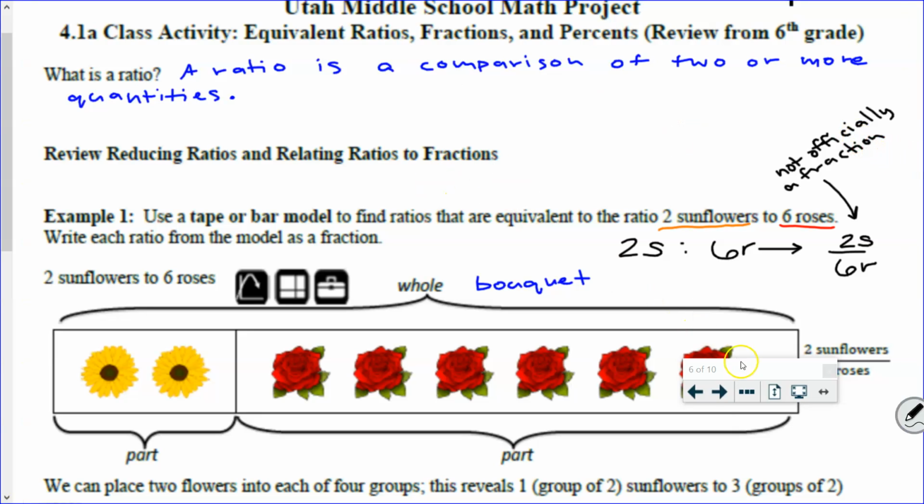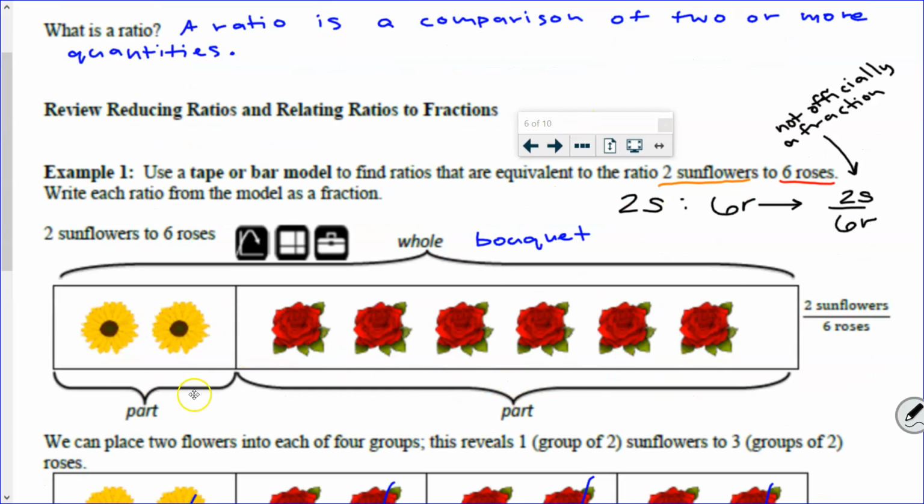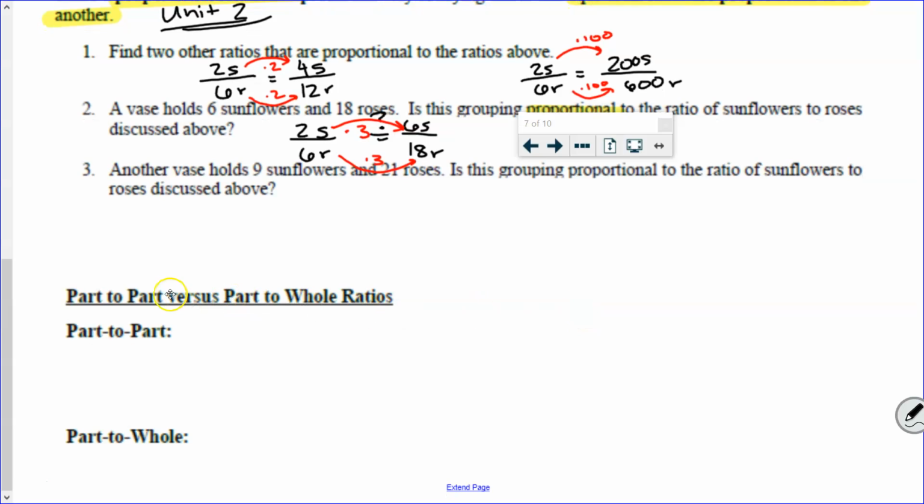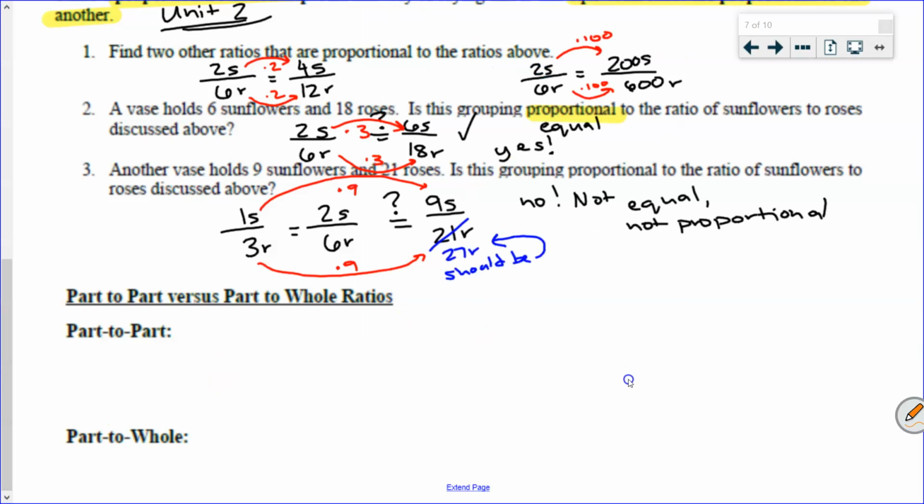The next thing that I want to talk about and review from our last video is this part right here. We can see that this whole entire bouquet is made up of sunflowers and roses. Another way that we can say this: the whole bouquet is part sunflower and part rose. This leads very nicely into what we're going to be talking about next, and that is down here, part to part versus part to whole ratios. Now we're ready to talk about part to part versus part to whole ratios.